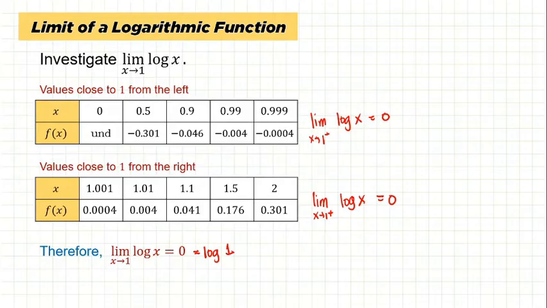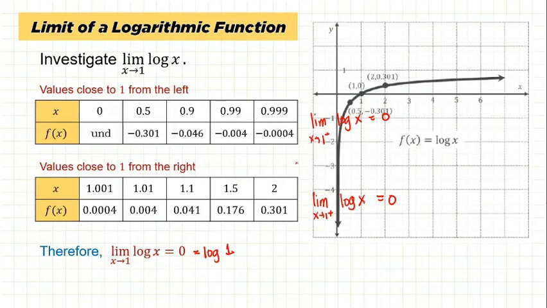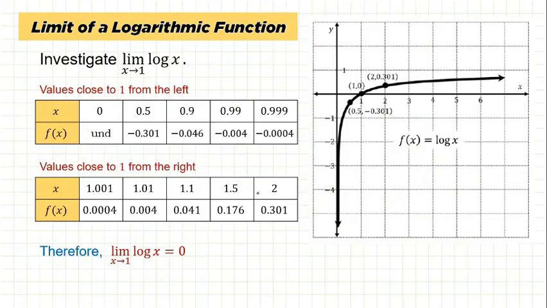Now let's try to look at the graph of this function. So we have here the graph of f of x equal to log of x. From this, as x approaches 1, the values of the function approach 0, right? And that is the same as log of 1. So again, this is the same as log of 1.